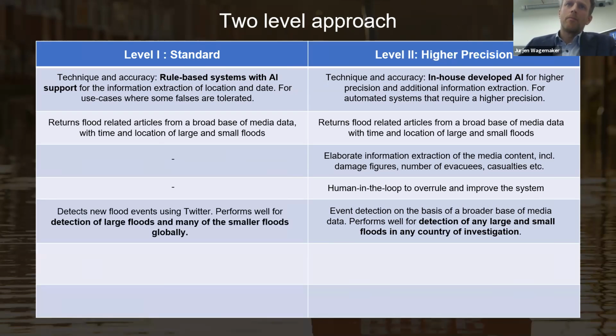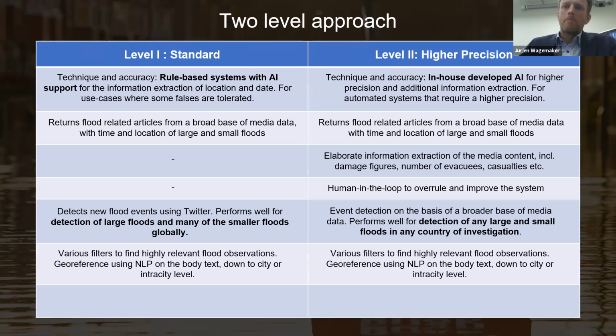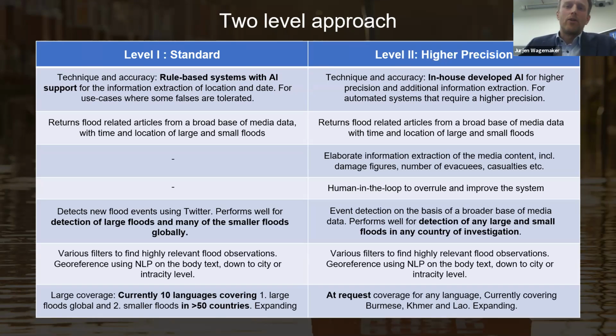And then comes the detection. For a standard level, we can use Twitter. Twitter is quite good for the monitoring of large floods, and you would get many of the smaller floods as well. If you want to get all the floods, you need to go to a broader base of media data. And then you can actually get a very good event detection in any country that you want on the basis of online media, of news media, blogs, forums, all these sources. And that translating into coverage, it's quite, no, easy is not the word, but you can do that method quite well.